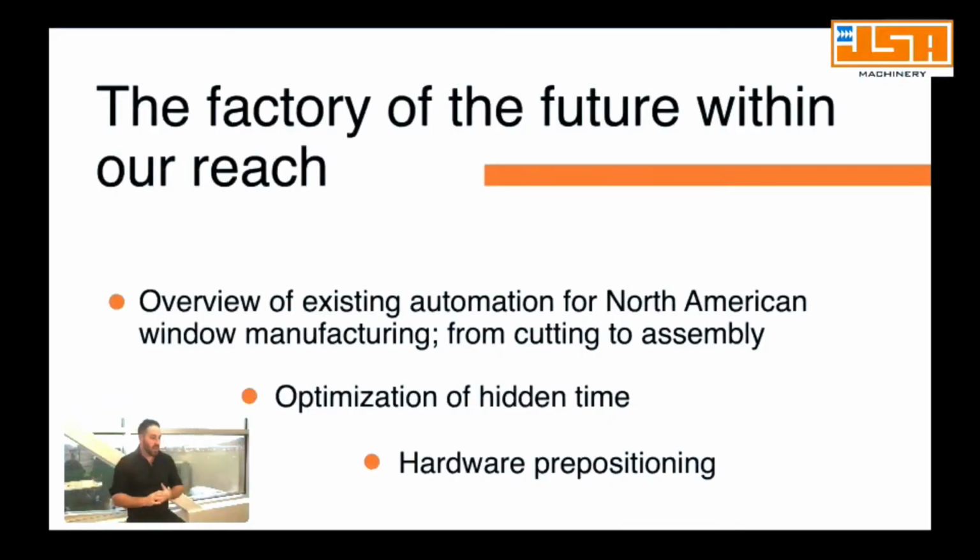So first step, if we're looking at what we're going to be viewing today: an overview of existing automation for North American window manufacturing, from cutting to assembly. This also applies to patio doors. This also applies to tilt and turn windows, so European style windows. Just a little difference here and there.